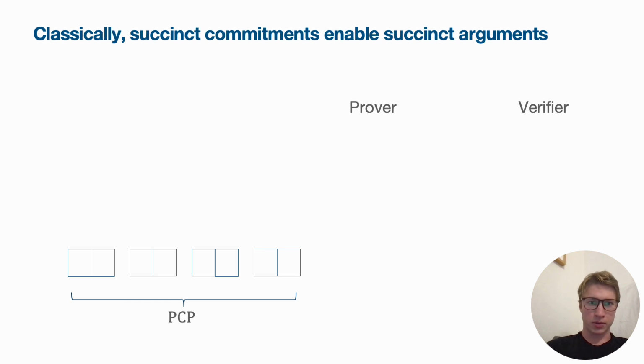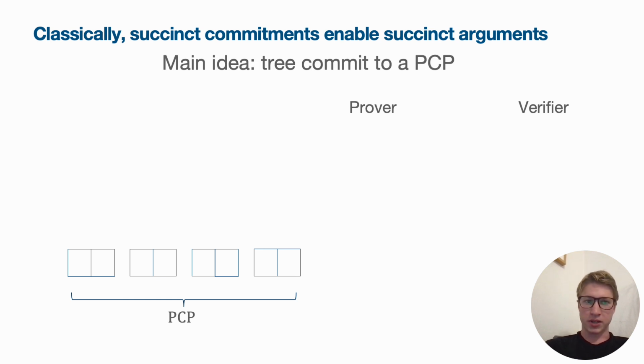Okay, so how does this protocol work? Well, the main idea is we're going to tree commit to a PCP. A PCP is just a proof that is checkable at a small number of locations. Of course, we could just convince the verifier by sending the entire PCP proof, but we want to reduce the communication. We want to send a very small number of bits instead, and have a small total amount of communication.